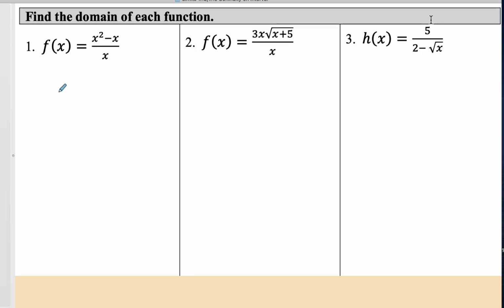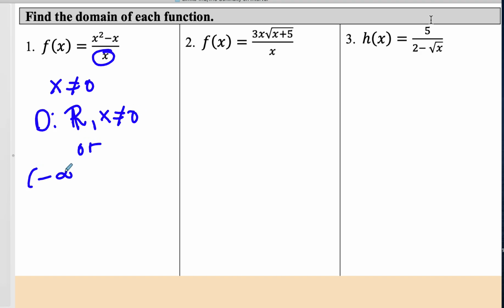This is a rational expression, so we look at the denominator. X cannot equal 0. So our domain is all real numbers, but x cannot equal 0. In interval notation, it will be -∞ to 0 union 0 to infinity.